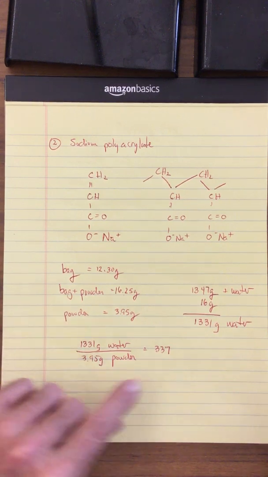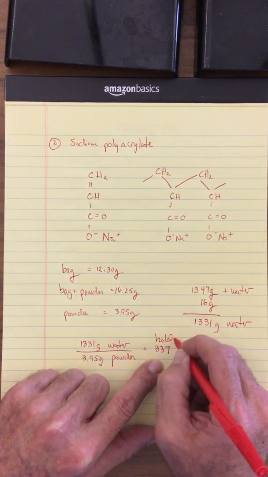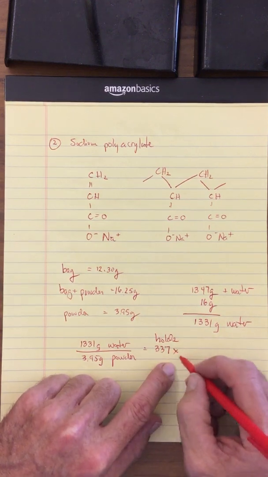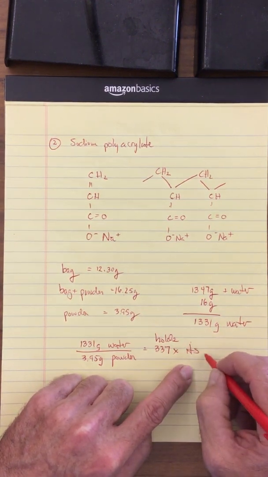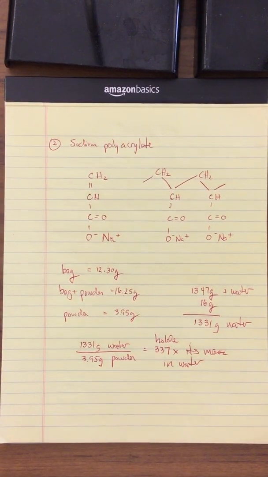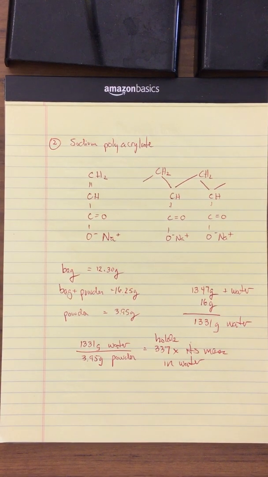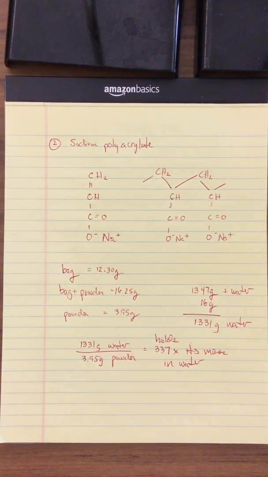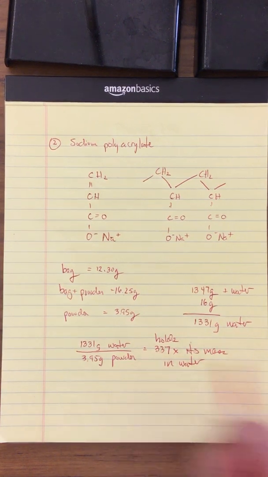This means that this powder holds 337 times its mass in water, which is pretty good. That's pretty close to what I would expect. Anywhere between 200 and 400 is what we'd expect for this. So we probably could have held a little bit more water. So if you have a diaper, you have a tiny amount of powder, and that can hold about 337 times its mass in water, or its mass in pee, and pee is just mostly water anyway.